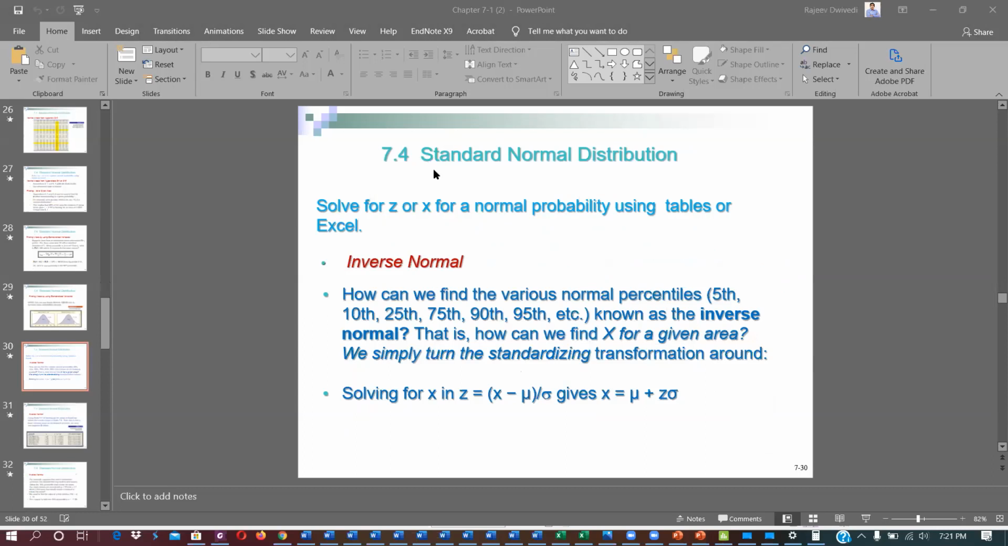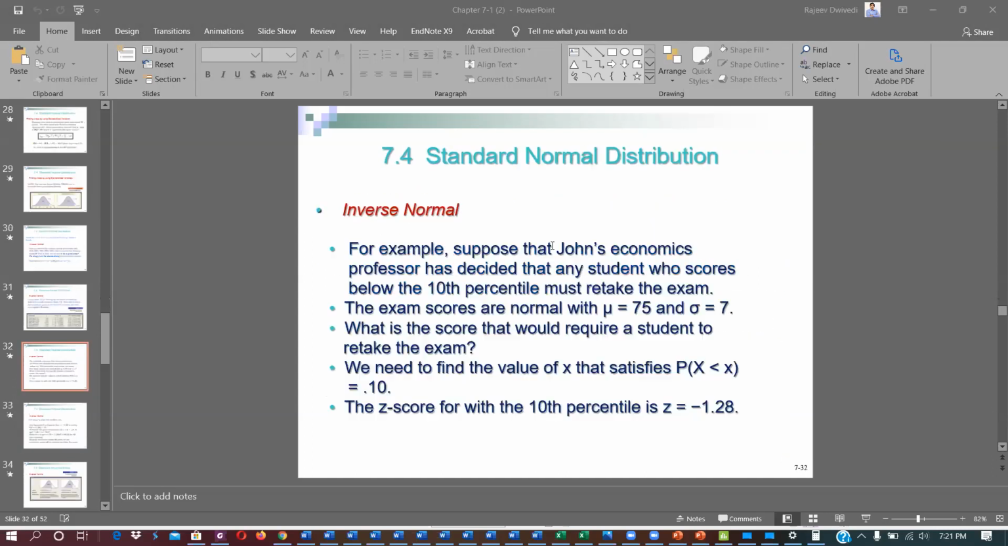So inverse is just, you are putting in the p value, the probability, and you get the x value. Like I said, 450,000 is the x value, and you are getting that. So inverse is this.